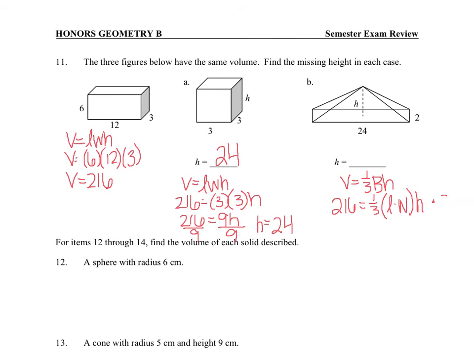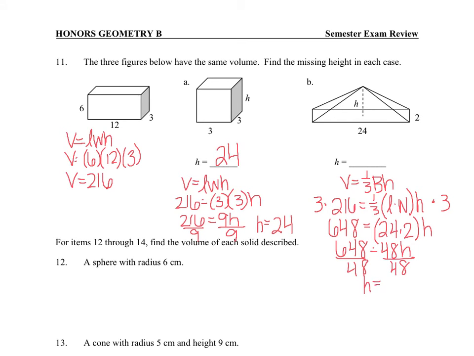To get rid of the 1/3, I'm going to multiply both sides by 3. So 216 times 3 is 648. And that's going to be equal to my length times my width, which is 24 times 2 times my height. So 648 is going to be equal to 48 times the height. Divide both sides by 48, and my height is going to equal 13.5.